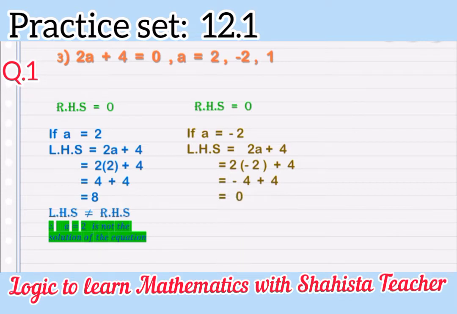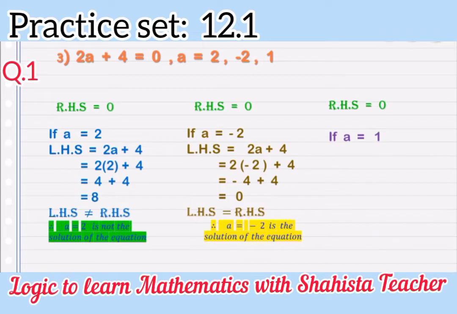Yes, LHS is equal to RHS. Left hand side is equal to right hand side. As you can see here, both sides are 0. So LHS is equal to RHS. So here we will write a is equal to minus 2 is the solution of the equation. Now the last condition. RHS is equal to 0 if a is equal to 1, positive 1.